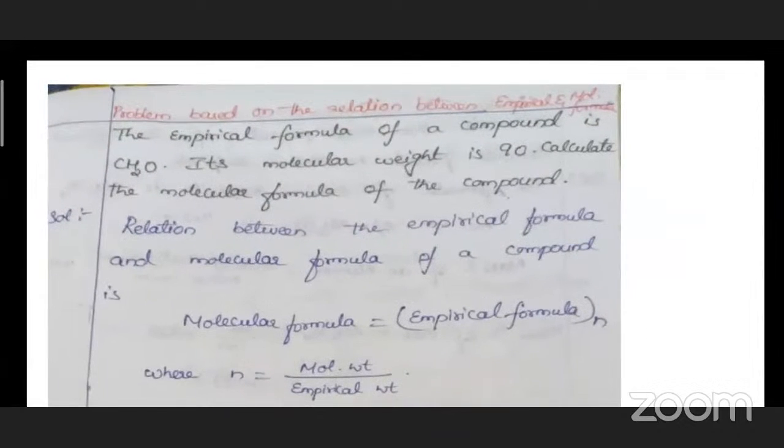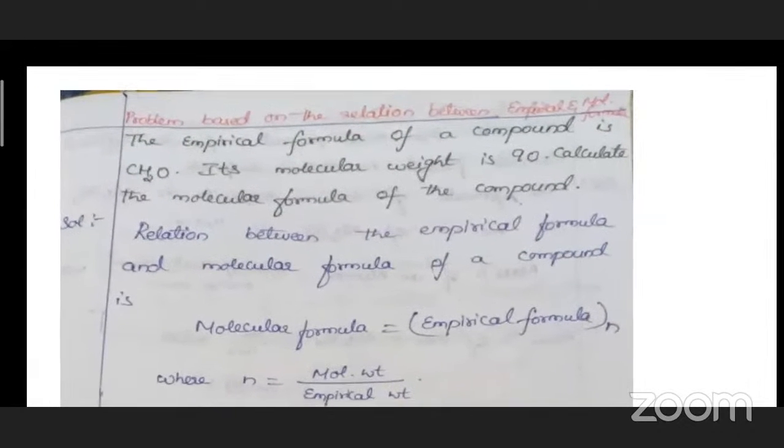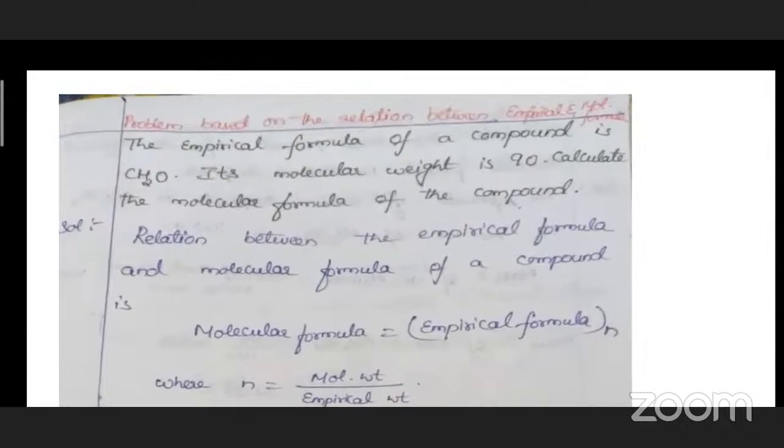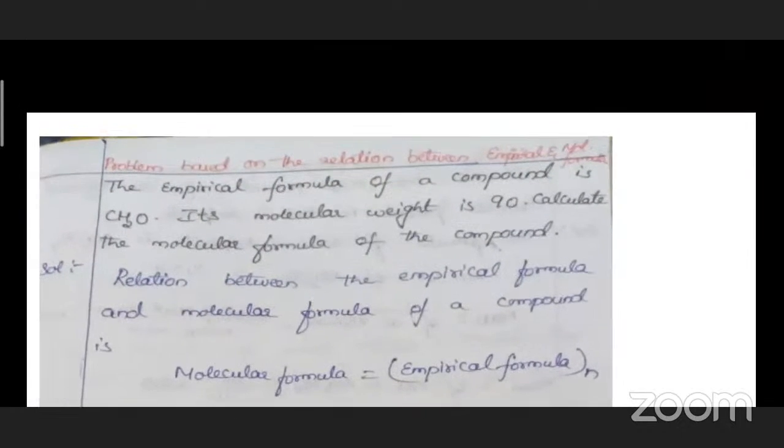Next, we'll see another problem. The empirical formula of a compound is CH2O. That means the compound is made up of carbon, hydrogen, and oxygen, and the ratio between them is 1:2:1. 1 carbon, 2 hydrogens, and 1 oxygen. The ratio I'm saying, not the exact number of atoms.